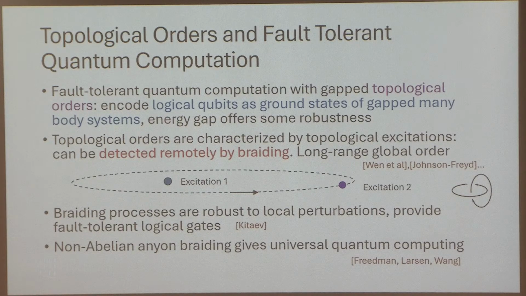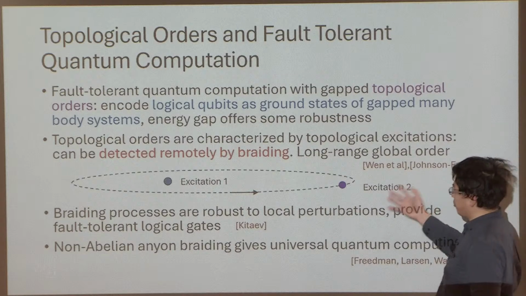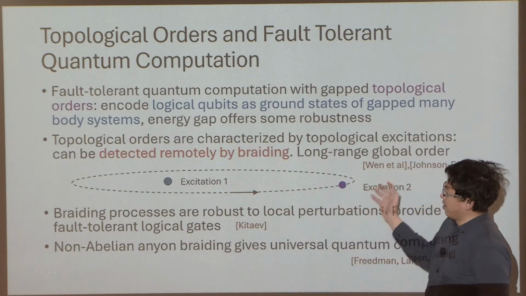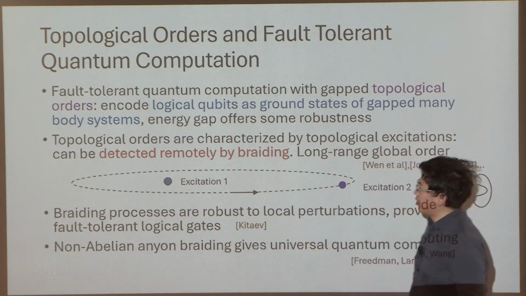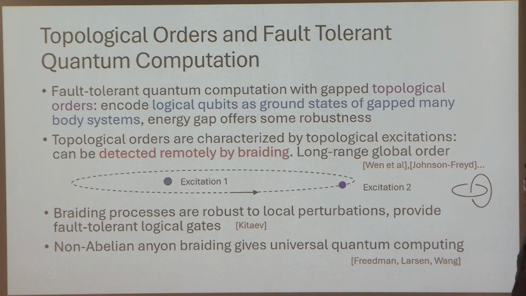And moreover, if you have non-abelian braiding, namely, suppose you move this excitation far away and around the original excitation, you do not just get a simple phase, but you actually change the quantum state. So you can have some kind of non-abelian braiding. And people have used this non-abelian braiding to get universal gates. The first one, I think, should be Freedman, Larsen, and Zhenghan Wang.